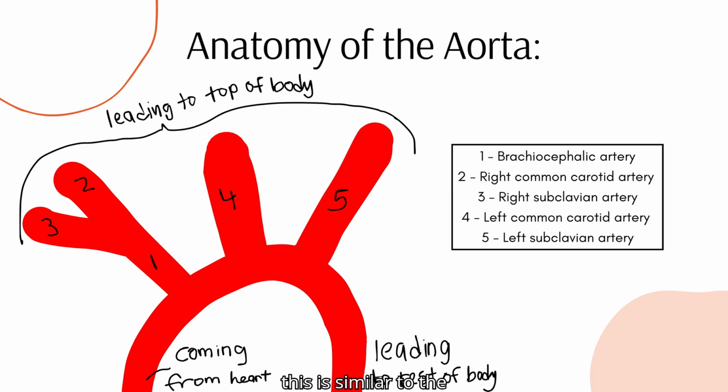And so this is similar to the superior vena cava and inferior vena cava, because the superior vena cava was bringing in all this deoxygenated blood from the top of the body, and the inferior vena cava was bringing it in from the bottom of the body. So just like that, the aorta must make sure that this blood is being delivered to both the top and the bottom of the body.